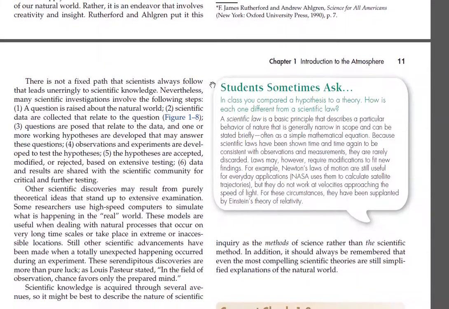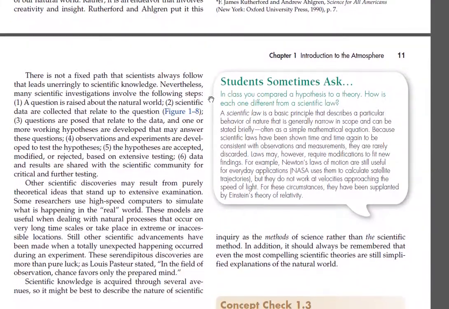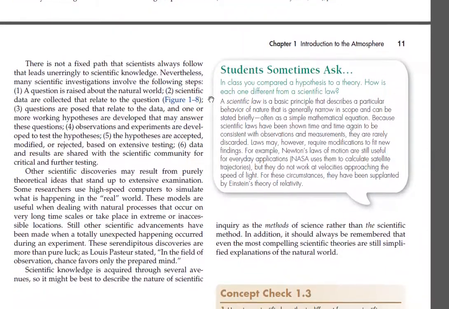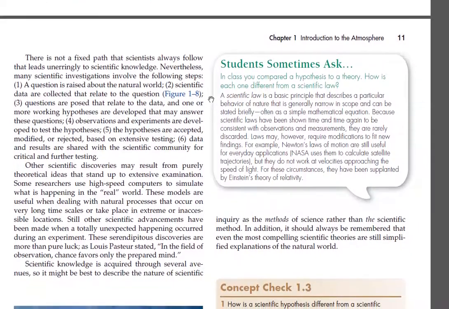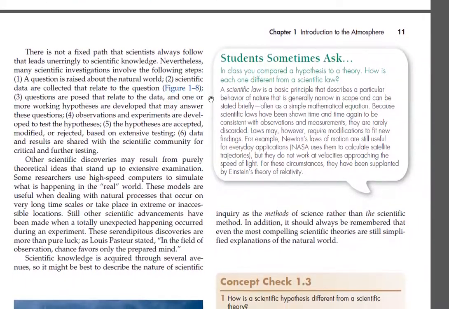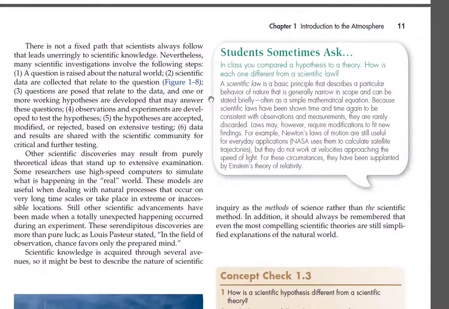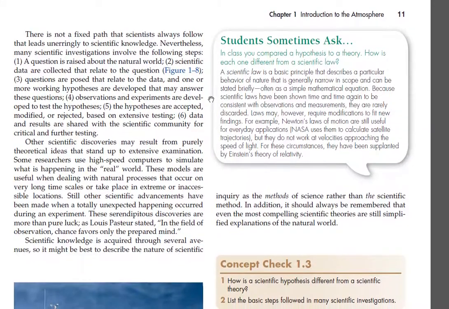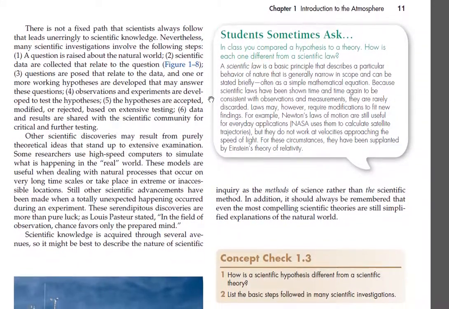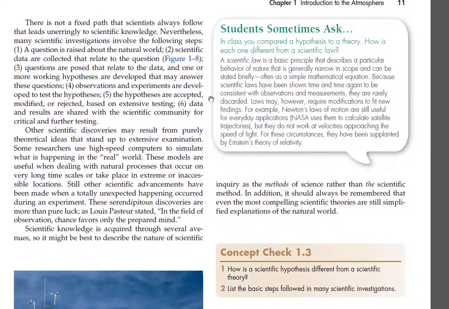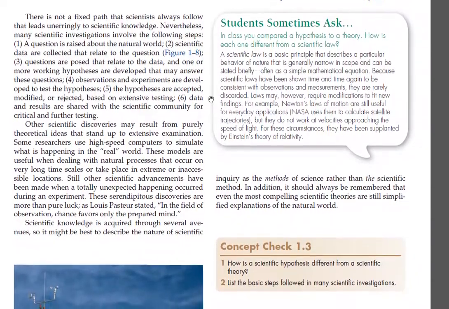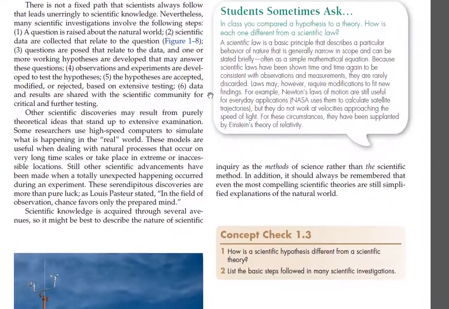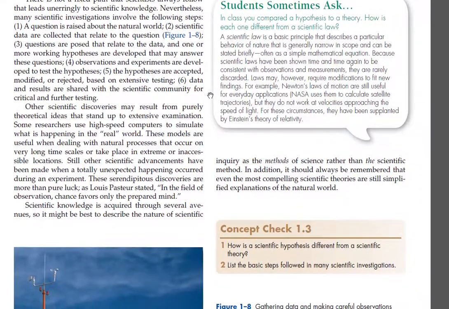Students sometimes ask, in class you compared a hypothesis to a theory. How is each one different from a scientific law? A scientific law is a basic principle that describes a particular behavior of nature that is generally narrow in scope and can be stated briefly, often as a simple mathematical equation. Because scientific laws have been shown time and time again to be consistent with observations and measurements, they are rarely discarded. Laws may, however, require modifications to fit new findings.